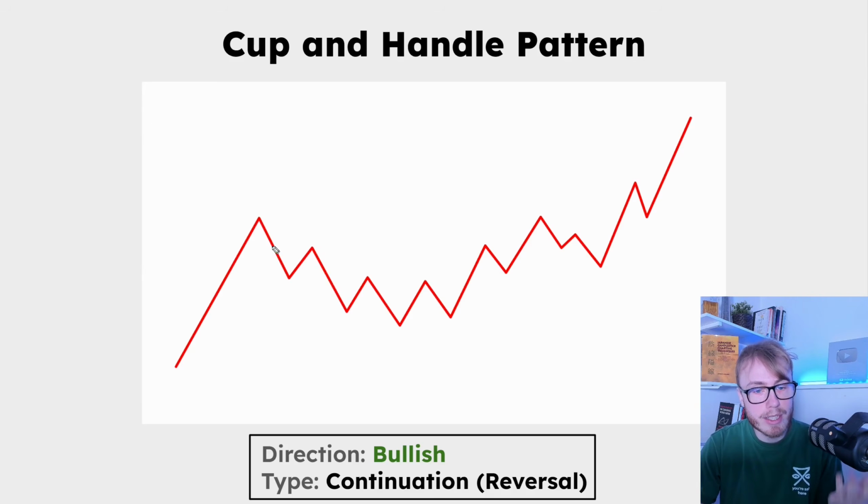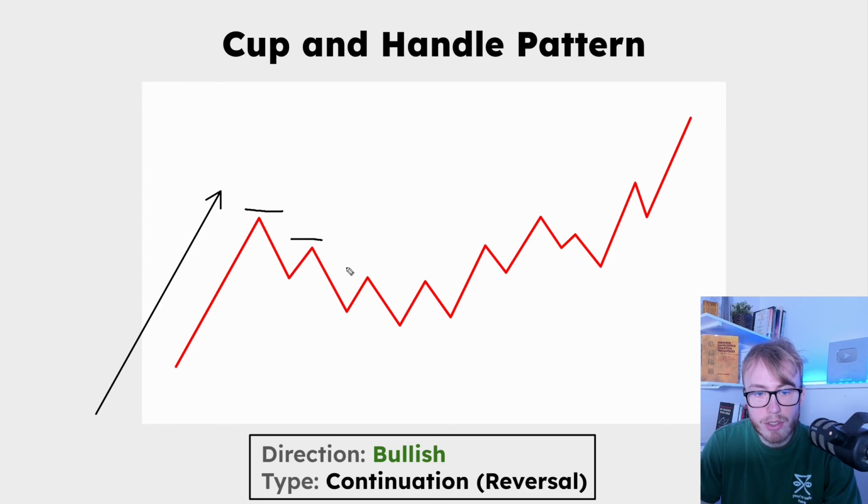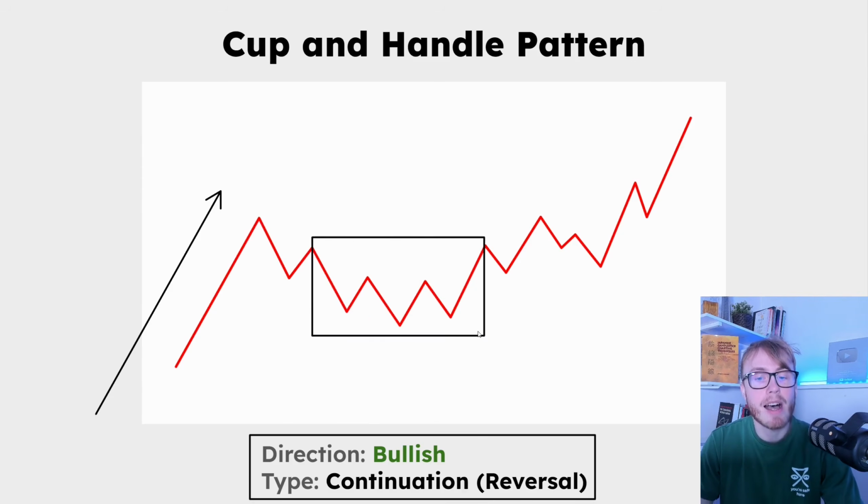But what we're essentially looking out for here is that before the pattern appears, we want to see a trend towards the upside. After this, the price starts to print both lower highs and lower lows. So we are sort of starting to see the beginning here of a downtrend. But after a while, we start to see higher lows.